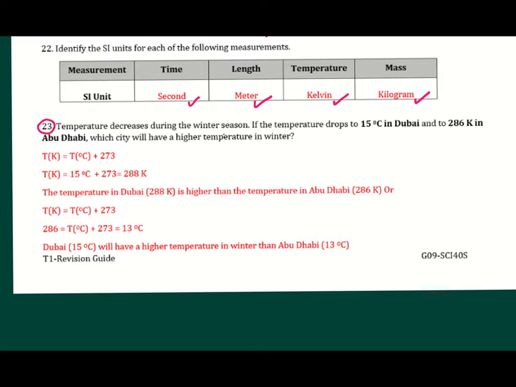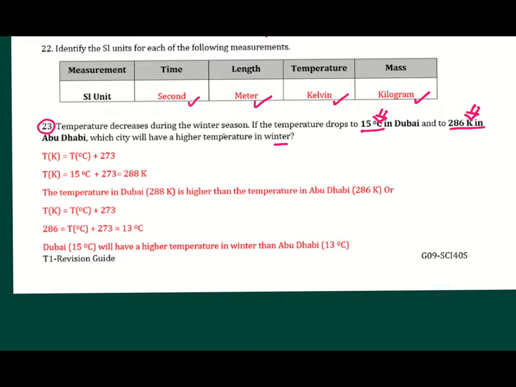Question 23. Temperature decreases during winter season. If the temperature drops to 15 degrees Celsius in Dubai and to 286 Kelvin in Abu Dhabi, which city will have the higher temperature in winter? We cannot compare if I have different units, Kelvin and Celsius. We need to convert Celsius to Kelvin or Kelvin to Celsius, up to you.